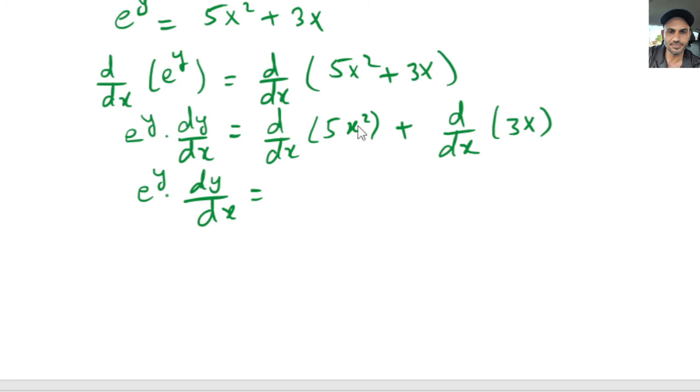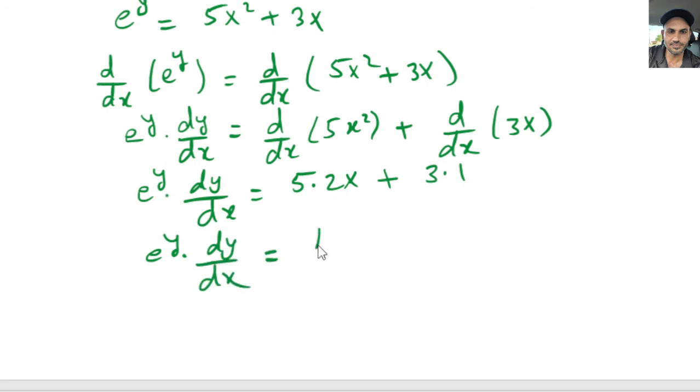Now if we take the derivative of 5x squared, we can pull 5 out, and then the derivative of x squared is just 2x. And similarly, for the derivative of 3x, we can pull the 3 out since it's a constant, and the derivative of x is just 1. So here we get e to the y dy over dx equals 10x plus 3.